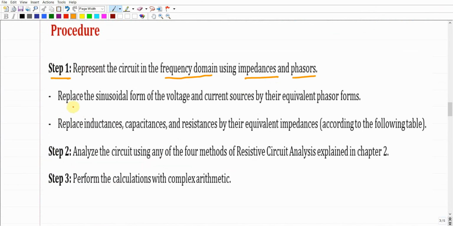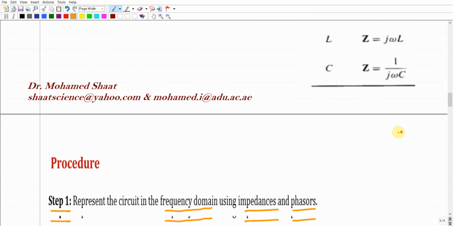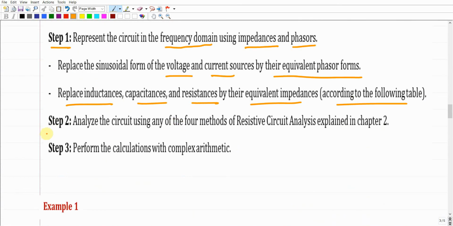Then what? How can we do these two statements? As I said, replace the sinusoidal form of the voltage and the current sources by their equivalent phasor form. Replace the inductance, capacitance, and resistance by their equivalent impedance according to this table that we already explained. Make sense? Once we convert to the frequency domain, this new electrical circuit is going to be typically the same as the resistive electrical circuit that we explained in chapter 2.